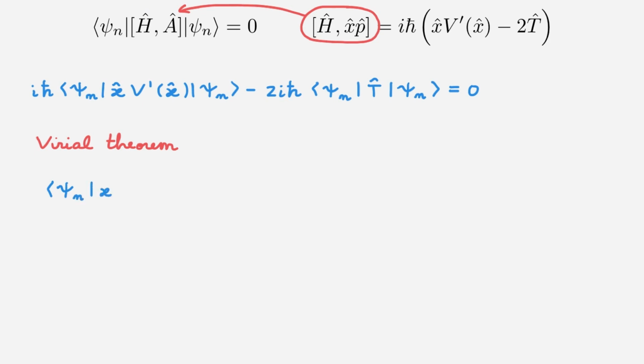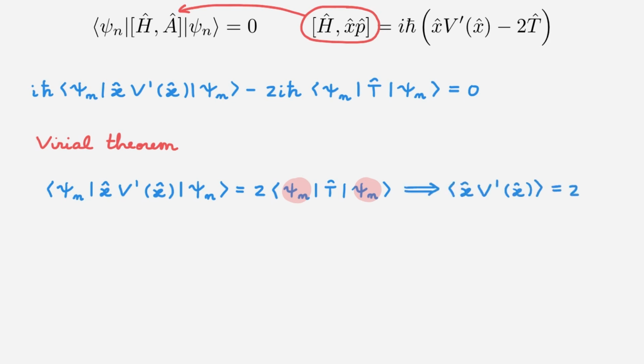The expectation value of x times the derivative of the potential is equal to 2 times the expectation value of the kinetic energy. It is very important to remember that the Virial theorem only applies when the expectation value is evaluated with respect to an energy eigenstate. And this is why so far I've written all expectation values with the explicit eigenstates, for example here and here. However, moving forward we'll simplify notation and write expectation values in the usual shorthand, which means that the Virial theorem becomes this. We'll just have to remember that we're calculating these expectation values with respect to the energy eigenstates of the system.